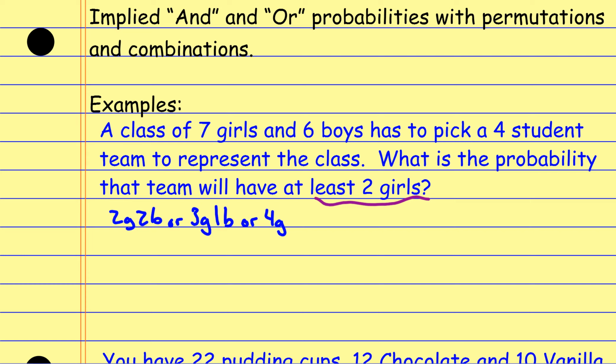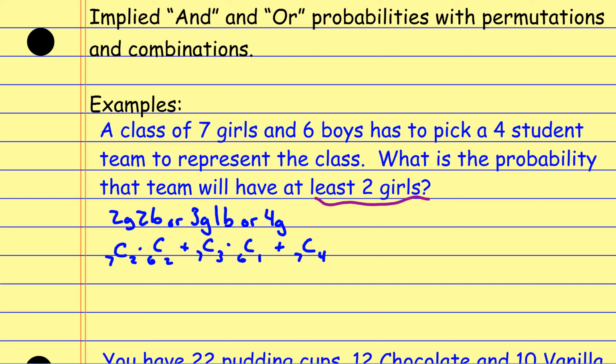Okay? And so as I work through this, I'm going to do a combination for each of these things. So right here, 2 girls, that would be the combination of 7 choose 2. And means we multiply. 2 boys is going to be the combination of 6 choose 2. Or means we add. 3 girls would be the combination of 7 choose 3. And 1 boy, so multiply, combination of 6 choose 1. Or means we add again, and that's the combination of 7 choose 4.